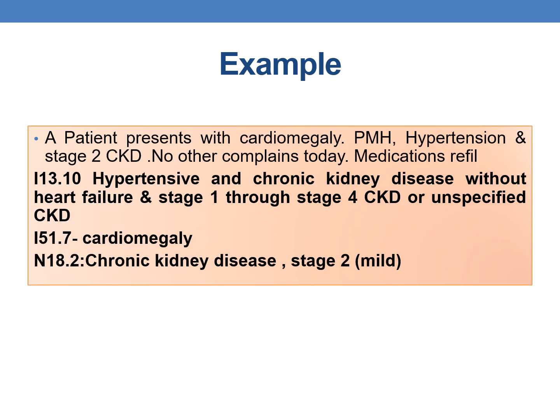Now let us see one more example. A patient presents with cardiomegaly, past medical history hypertension and stage 2 CKD. No other complaints, medication refills are done. So the patient is having heart related condition and hypertension and stage 2 CKD, but he is not having heart failure. So the appropriate code is I13.10, hypertensive heart and chronic kidney disease without heart failure, and the stage of CKD is stage 2. So stage 1 through stage 4 or unspecified CKD. Followed by I51.7 to indicate cardiomegaly and N18.2 to indicate chronic kidney disease stage 2.